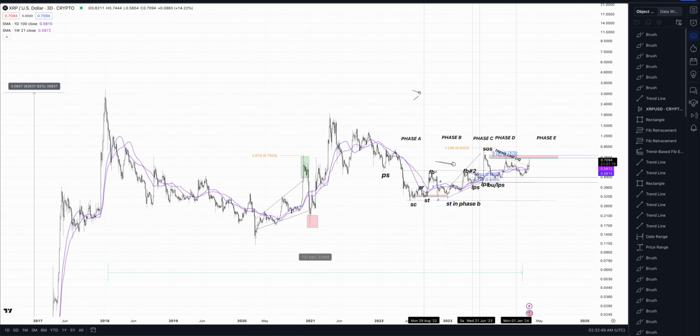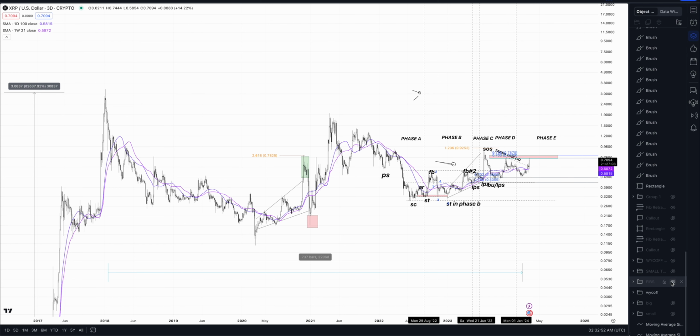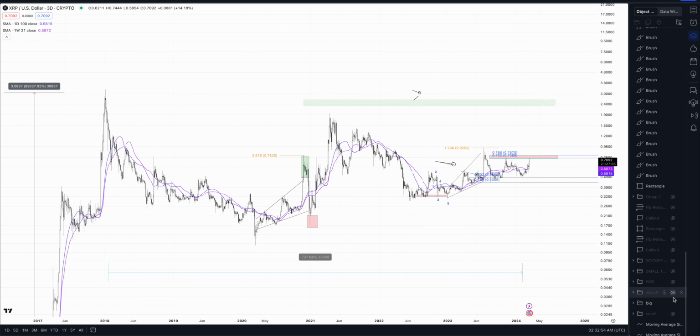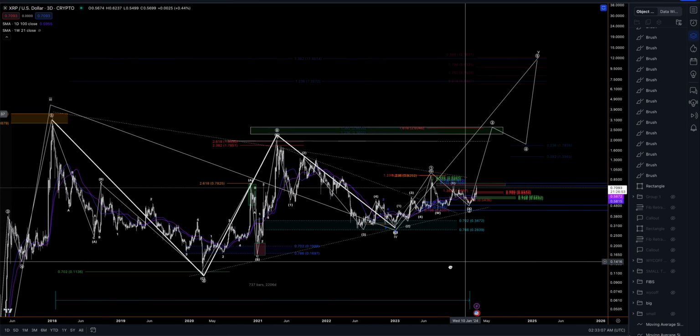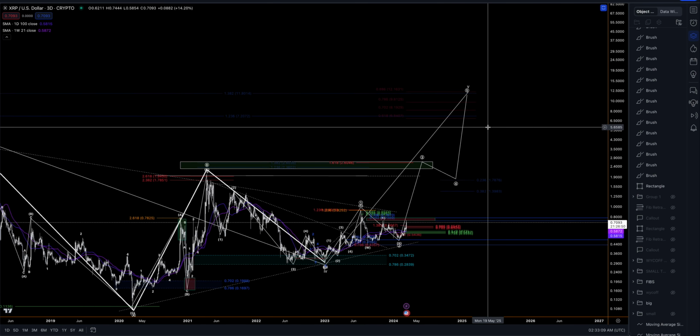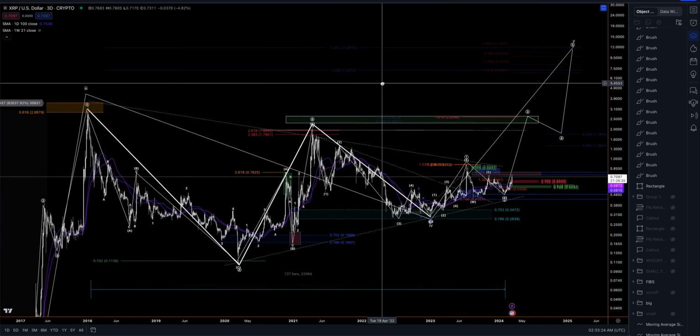Okay, let's take a look at some of the targets over here. And we're looking at some targets at anything above $6.80. So from $7 to $13. And these targets are subject to change, right?